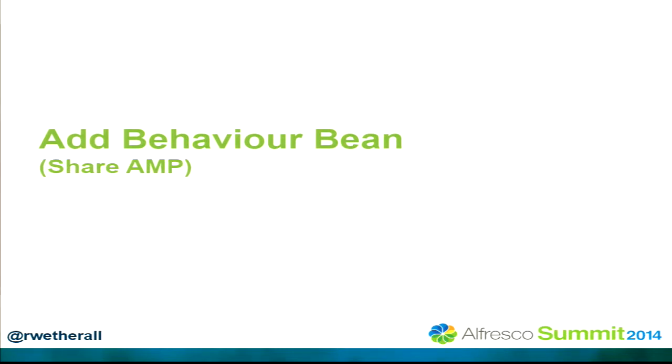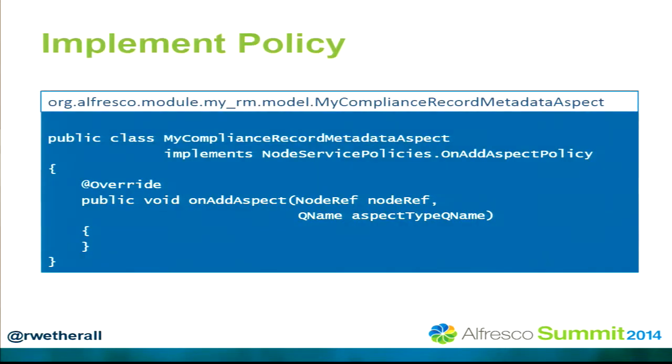So what we're going to do is add a behavior bean into our server-side customization. This is just a bog standard POJO. Here's my compliance record metadata aspect. Now, this is best practice, two things. One, I will tend to have a class per model construct, so a class per aspect or class per type, and in those classes I'll collect the behavior that relates to that, because it makes it much easier to manage.